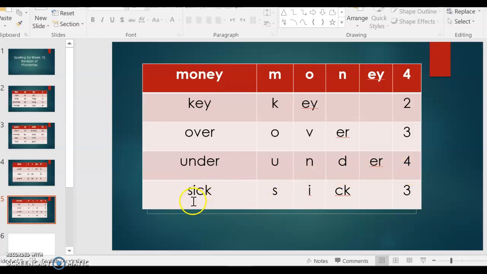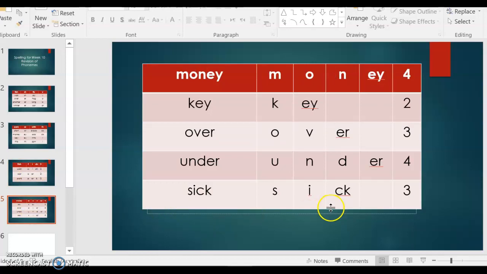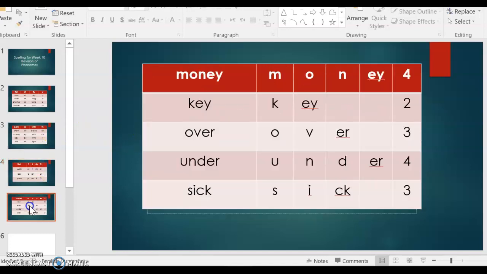Sick. Sick, break it down. S, i, ck. S, i, ck. 1, 2, 3 phonemes. Okay? And that was the last one. Okay, so you will not have all the words that we covered in your particular sheet, but you will have some of them. So it's not about focusing on SH in every word. They will be different like it is here.